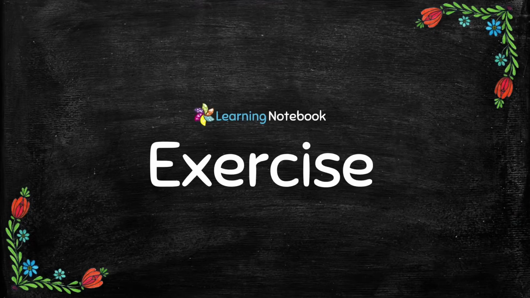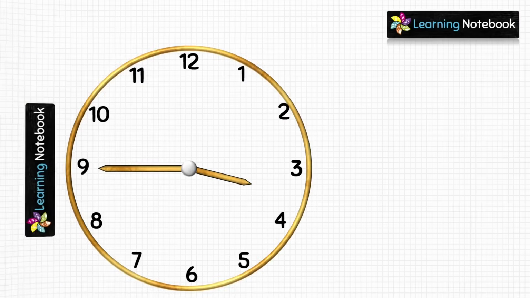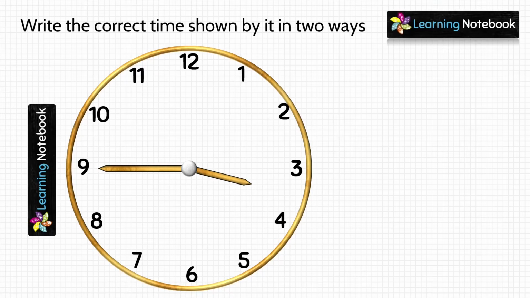Now let's do some questions on time. Question is, write the correct time shown by the clock in 2 ways. So students, have a look at this clock. Here, the hour hand is in between 3 and 4. So hour is 3. Now the minute hand is on 9. So 45 minutes have passed. So we will read the time as 3:45.